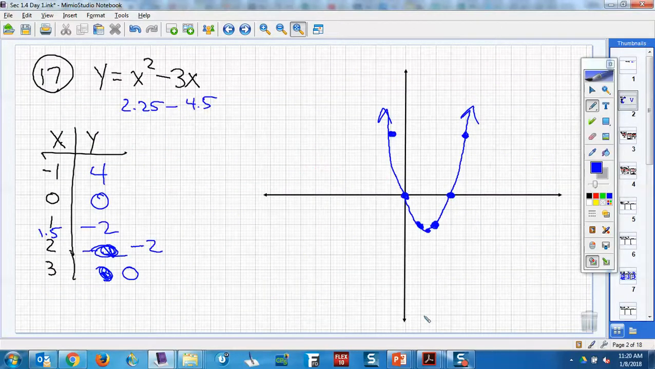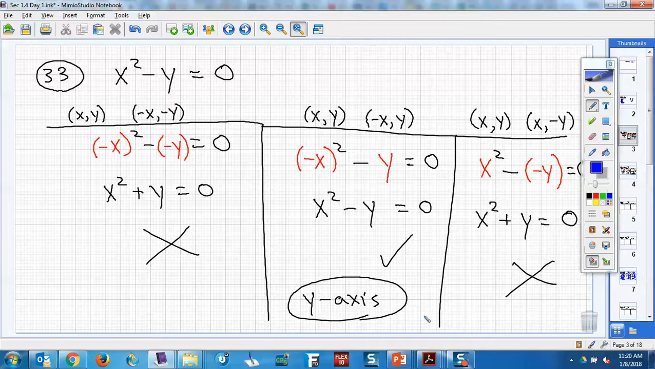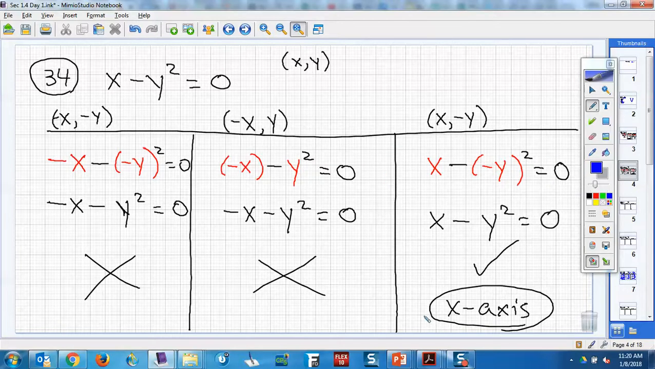When you go through this, as we go through here, this is a sideways parabola, okay? Or no, that's a regular parabola, so it's got y-axis symmetry, okay? This is a sideways parabola. It ends up having x-axis symmetry.